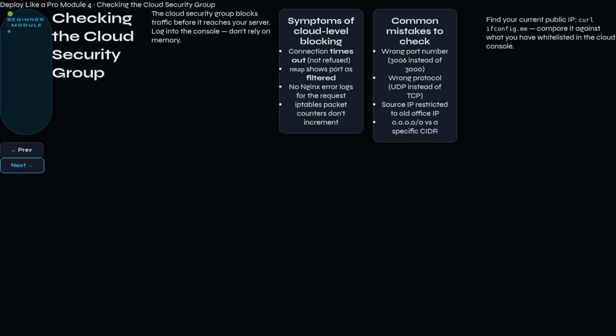CIDR notation error, 0.0.0.0/0 means all IPs. 192.168.1.0/24 is a specific range. If you see 192.168.1.1/32 when you meant to allow all traffic, that's the issue. After verifying the cloud security group is correct, move to layer 3.